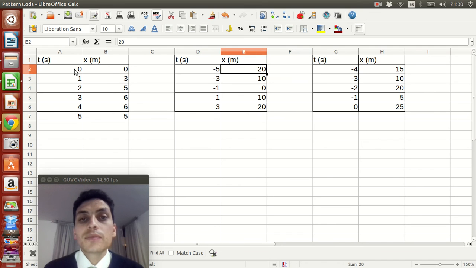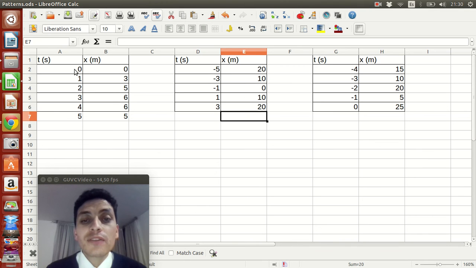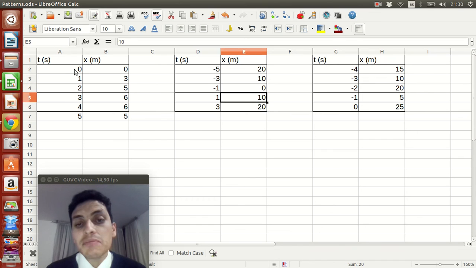And here, 20, 10, so I decrease by 10. 0, I decrease by 10, a constant. 10, I increase by 10, so no, I should decrease by 10. It's not a linear function. Does it have a pattern? Maybe yes. Maybe it could be here 10 or maybe 30.